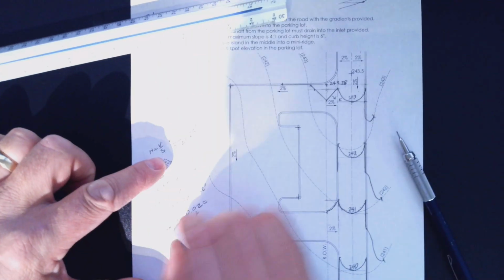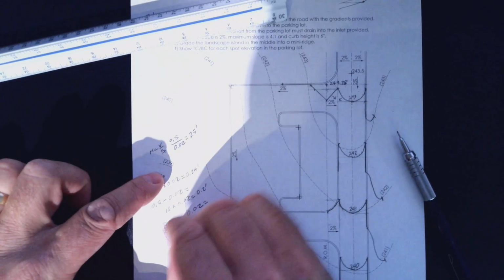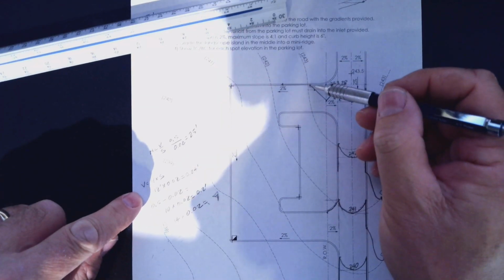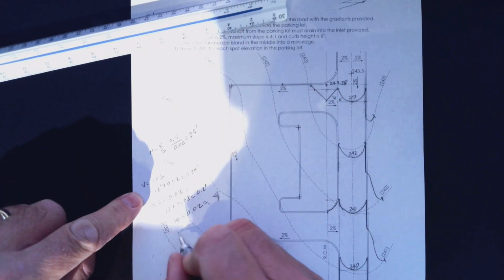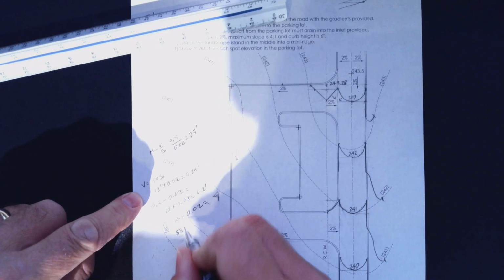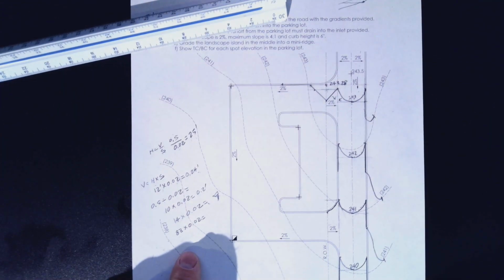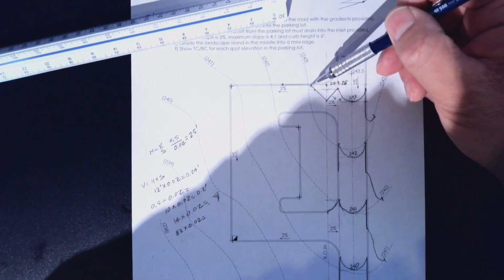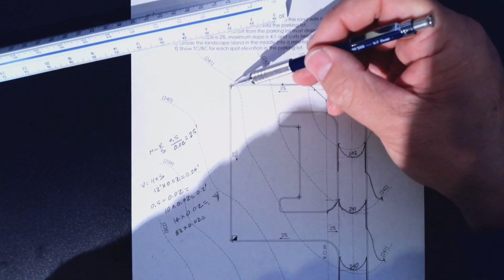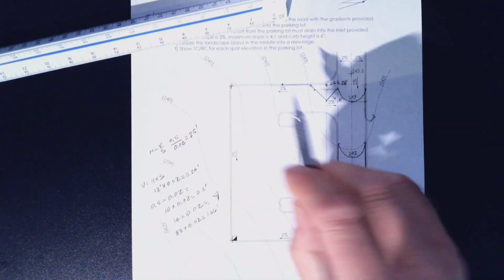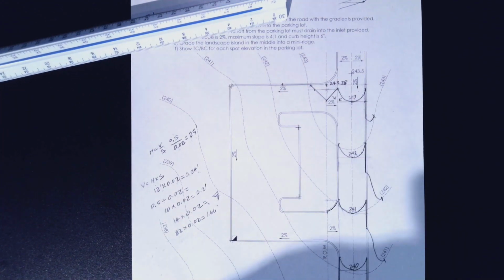It's early in the morning, so maybe that's why I made that mistake. But vertical, we're trying to find the vertical drop, horizontal times slope. We said it's 83 feet horizontally times the slope, 0.02 or 2%. 83 times 0.02 equals 1.66. So it drops from here to here 1.66 feet. So we subtract 1.66 from that elevation.